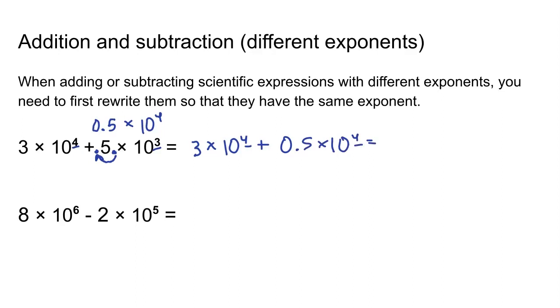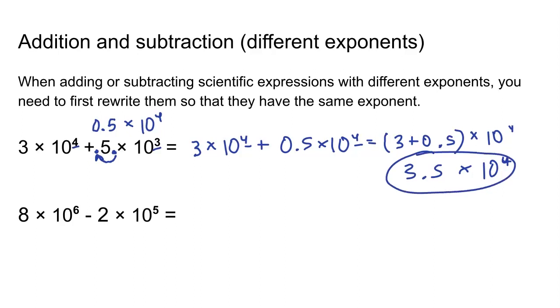So you can add the coefficients, which gives you 3 plus 5/10 times 10 to the 4th. And 3 plus 5/10 is 3.5 times 10 to the 4th power. And since 3.5 is greater than or equal to 1 but less than 10, this is the final answer.